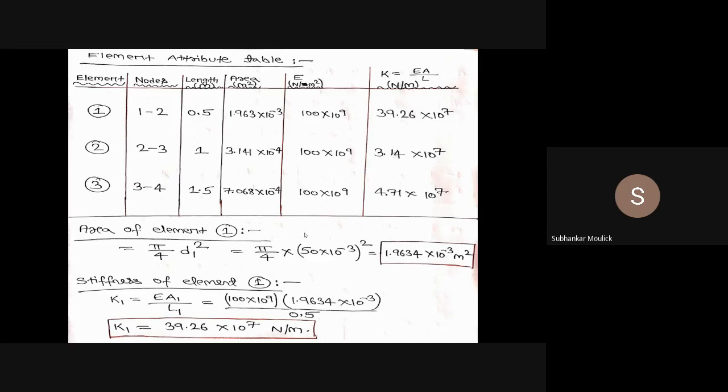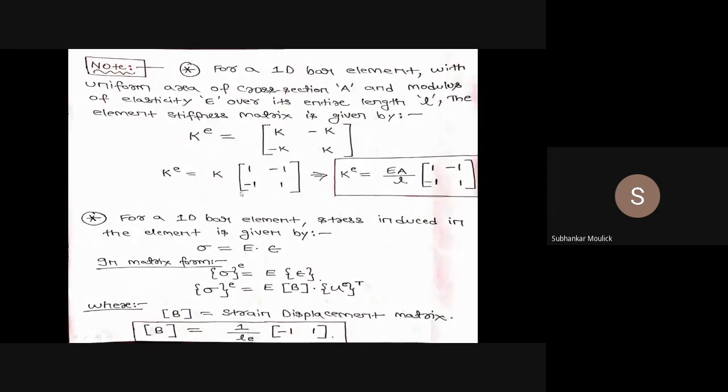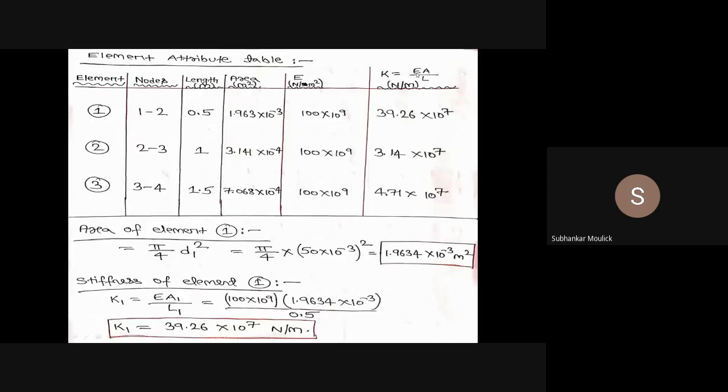What is the last column? The last column is the computation of stiffness for each and every element. Just now I have told you that stiffness is given by the expression E into A by L. When you write it in matrix form, this is the matrix equation, but in general mathematical form, stiffness is given by E into A by L. That means for element number 1, stiffness will be E into A1 by L1. For element number 2, it will be E into A2 by L2. For element number 3, it will be E into A3 by L3.